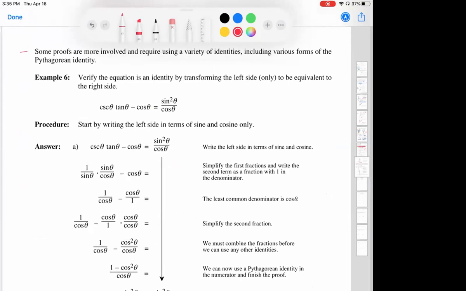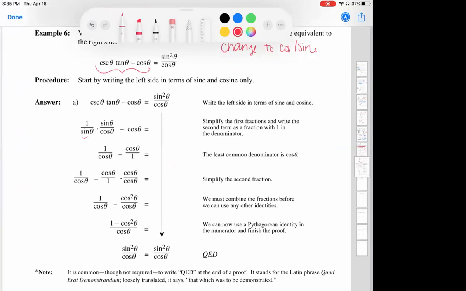Example 6: verify the equation is an identity by transforming the left side only to be equivalent to the right side. Here we want to work with the left side only. A good starting point is to change everything to cosine and sine. Cosecant is 1 over sine. Tangent is sine over cosine, and cosine stays itself. Again, we see sine over sine, which divides to make 1. So we're left with 1 over cosine minus cosine over 1. Let's get a common denominator. If we look at our denominators, I can multiply this by cosine over cosine to get that common denominator.